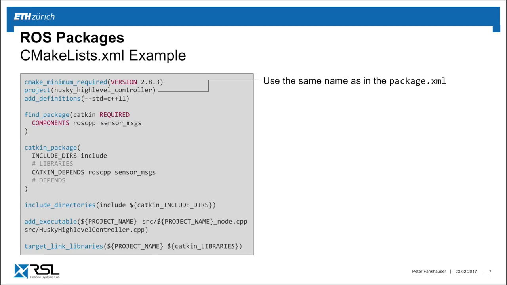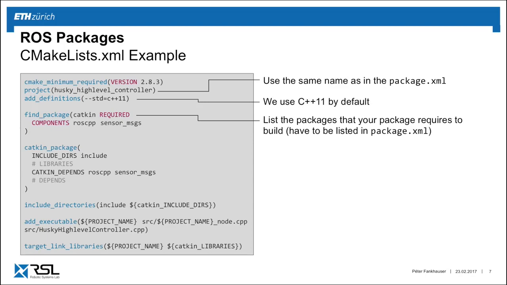So on top, you have the project name again, and it's important that it's this exact same name as in the package XML. And then this means we're going to compile with C++11 configurations, which we use by default. And then here you list the packages of your dependencies, so the packages that your package depends on. And these packages have to also be listed in the package XML. So in this case, we have the ROS CPP and sensor messages here defined as components.